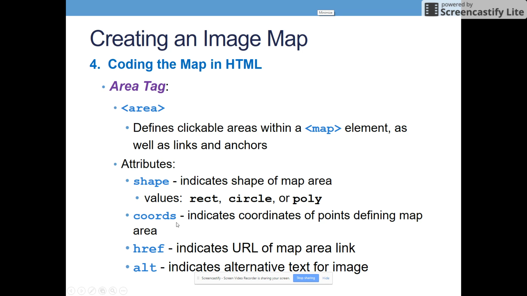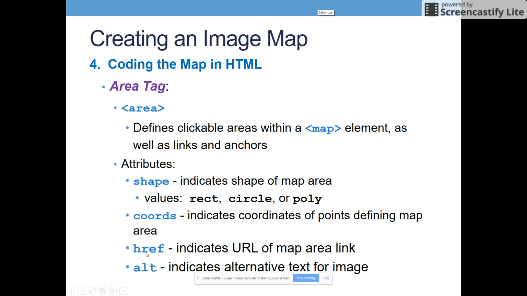The other attribute that you will have to have is called the coords attribute. And this indicates those key coordinates for defining that map area. And that will depend on the shape that you pick. So if you have a rectangle, you'll use the coordinates for the upper left and lower right-hand corner. If you have a circle, you'll use the center coordinate followed by the radius. And if you have a polygon, you will use all the different vertice coordinate points as a part of that coords attribute. So the values that you find in this coords attribute will differ depending on the shape that you select.